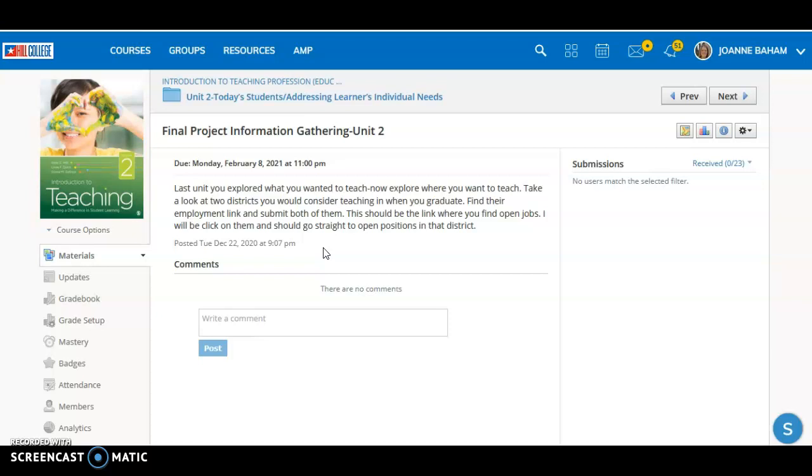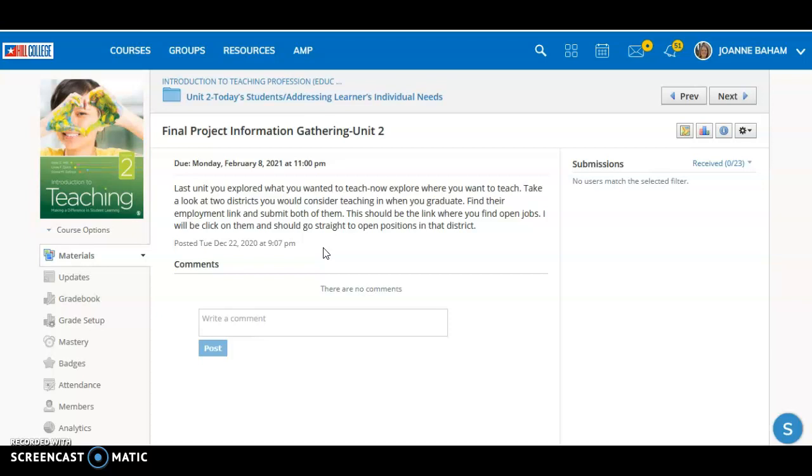Now realize with smaller districts, it may be harder to find actual job postings and job links, or if they even have one. So you do have to find districts that do post employment pages. Sometimes you have to search for terms like jobs, employment, human capital, human resources to find that job link. So I want you to find 2 districts and give me the link for each place where you can find open jobs. So that's the key.